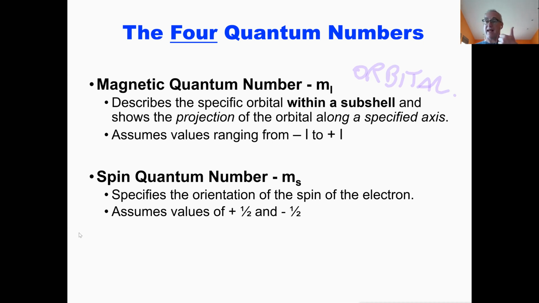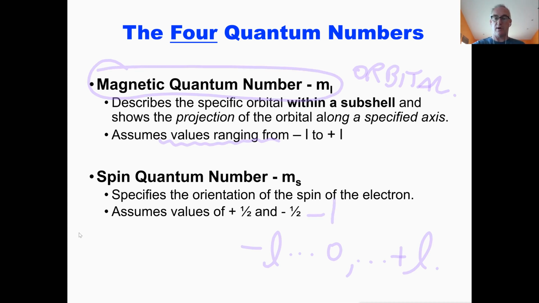Now, the orbital has values ranging from whatever L was, minus L, through to 0 out to plus L. So if L equals 1, then the magnetic number can either be minus 1, 0, or plus 1. And we always put the plus in there. If L equals 2, then M can be minus 2, minus 1, 0, plus 1, plus 2.